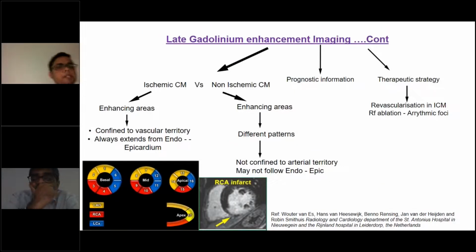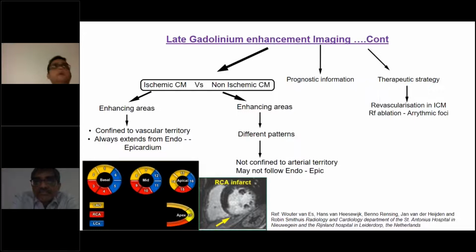Let's see certain other advantages of late gadolinium enhancement imaging. It can help us to differentiate the ischemic from the non-ischemic cardiomyopathies. In ischemic cardiomyopathies, the enhancing areas or the abnormal bright areas will be confined to one vascular territory, and they always extend from the endo to the epicardium because the endocardium is the most susceptible layer to ischemia.